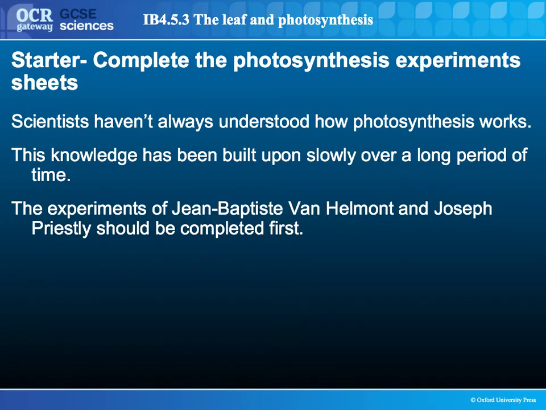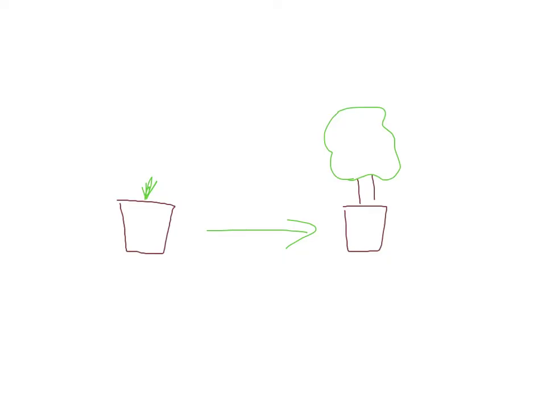We now need to look at how ideas about photosynthesis have changed over the years. Focusing on this, we're going to look at these two scientists, Jean-Baptiste van Helmont and Joseph Priestley. Ancient Greeks believed that when plants grew, they consumed the soil, and this must be how they achieved their biomass.